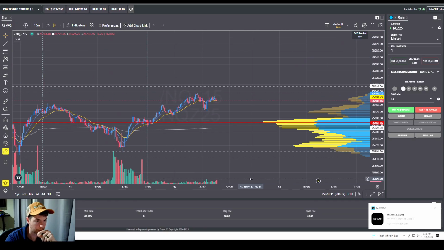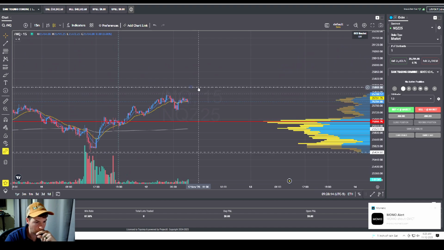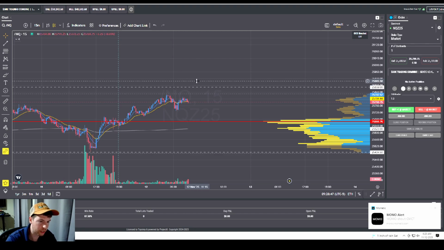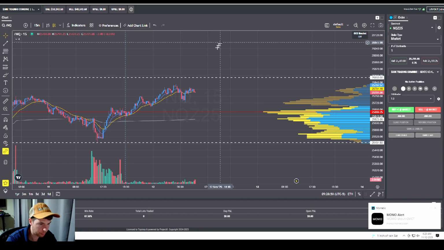What do I mean by that? Well, if we start to climb up beyond this horizontal line here, what I'm looking for is either a rejection or kind of hesitation up there. And if price wants to climb sporadically, I'm going to look for a pullback to get in, and then hopefully price climbs up.